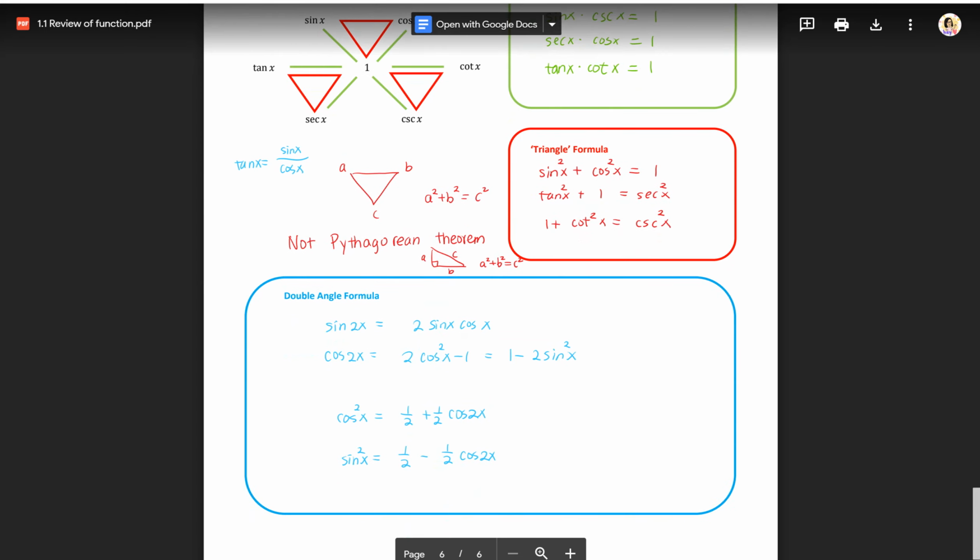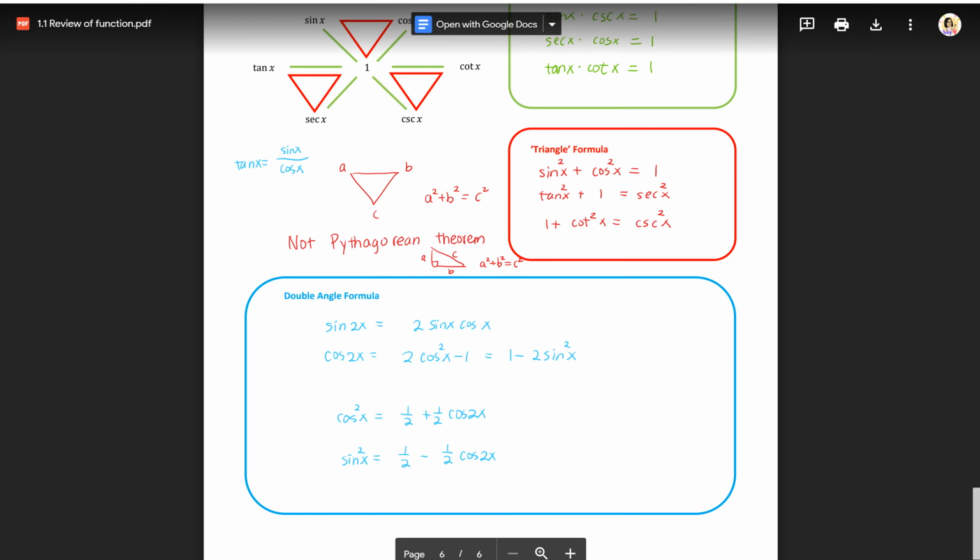Sine 2x is 2 sine x cosine x. Cosine 2x is 2 cosine squared minus 1, which equals 1 minus 2 sine squared. So we also have cosine squared is 1/2 plus 1/2 cosine 2x. Sine squared equals 1/2 minus 1/2 cosine 2x. So keep these in mind. Then I would say these are the trig formulas we need, and also the trig graphs.